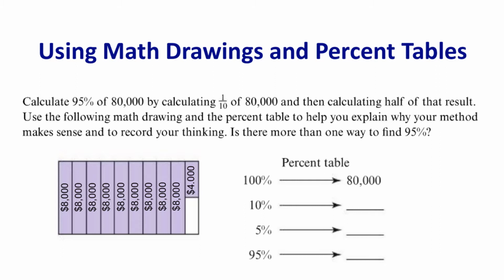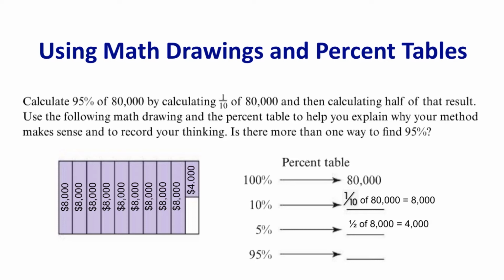100% equals 80,000. And then the student went ahead and figured out 10% of 80,000. So we show the calculation, 1/10 of 80,000 equals 8,000. And then we read about how he calculated half of that result. So we show the calculation, 1/2 of 8,000 equals 4,000. And then in order to get 95%, we have to combine what we know above to make 95%. So in this case, 80,000 minus the 4,000 of that one white subsquare, and we see that it's 76,000.